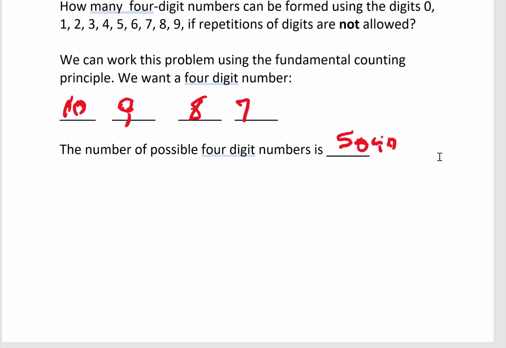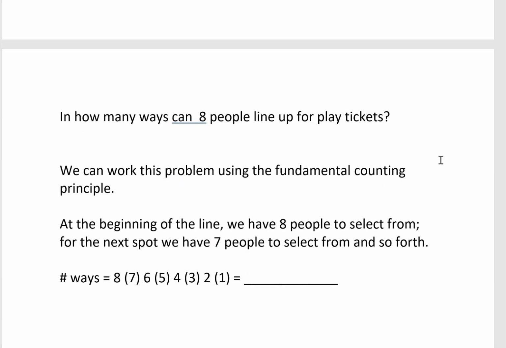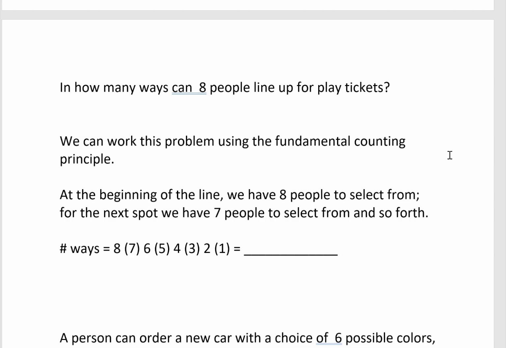In how many ways can 8 people line up for play tickets? We can work this problem using the fundamental counting principle. At the beginning of the line, we have 8 people to select from. Once we've picked that first person, we have 7 for the next slot, 6 for the next slot, and so forth.